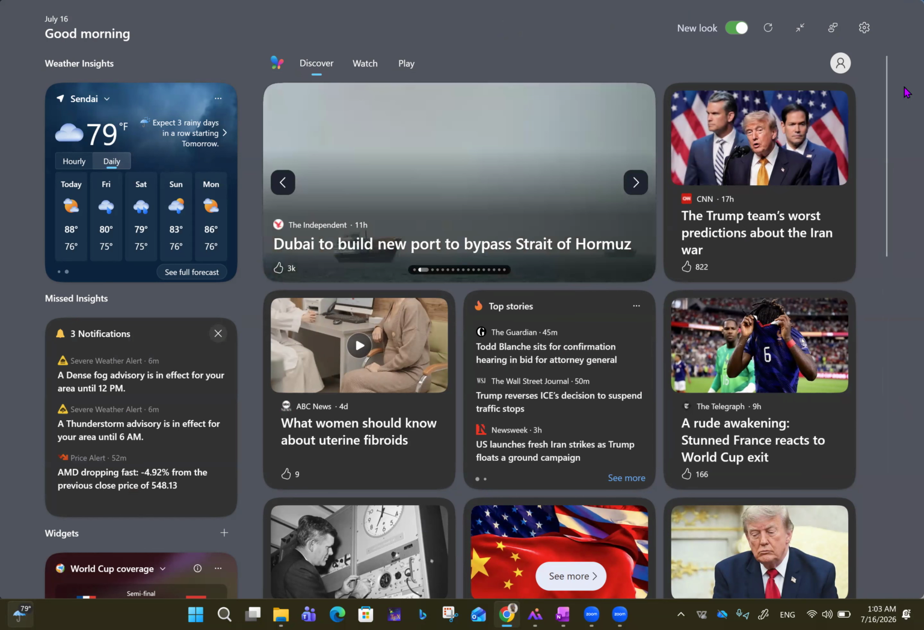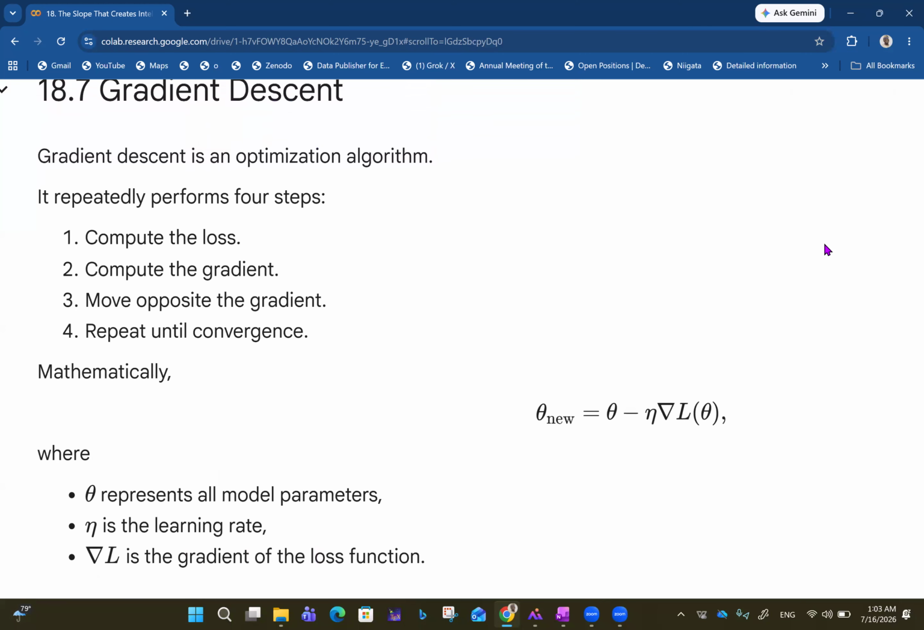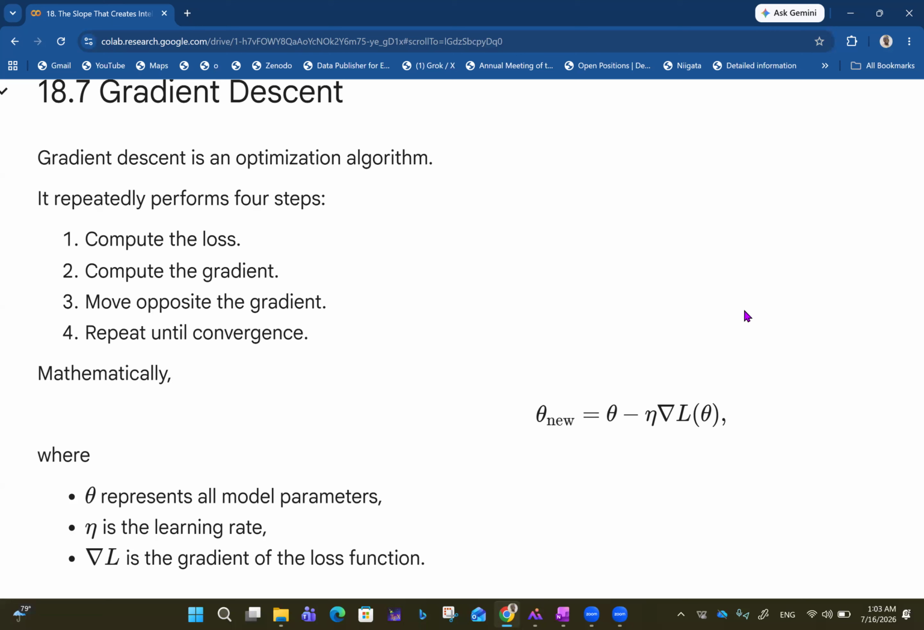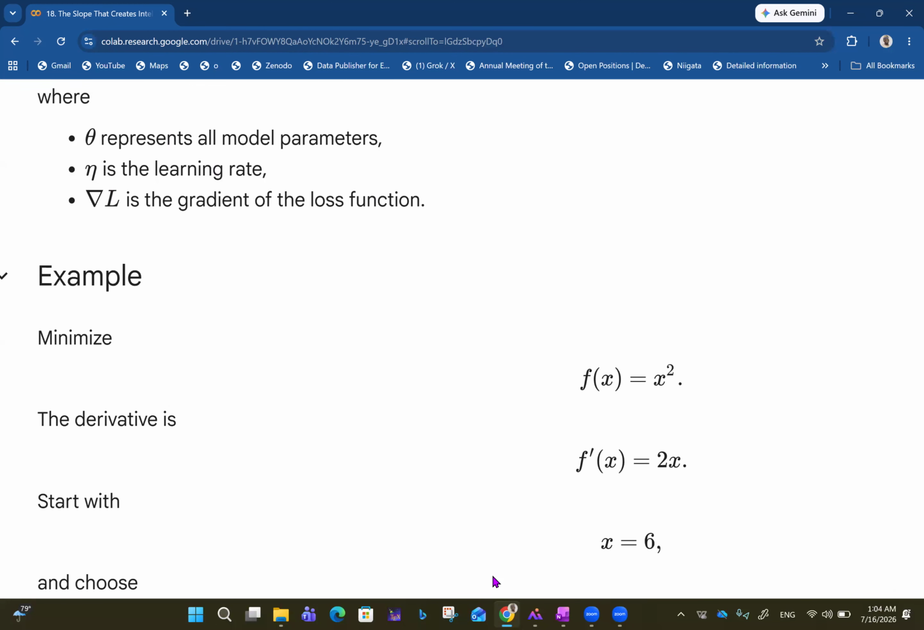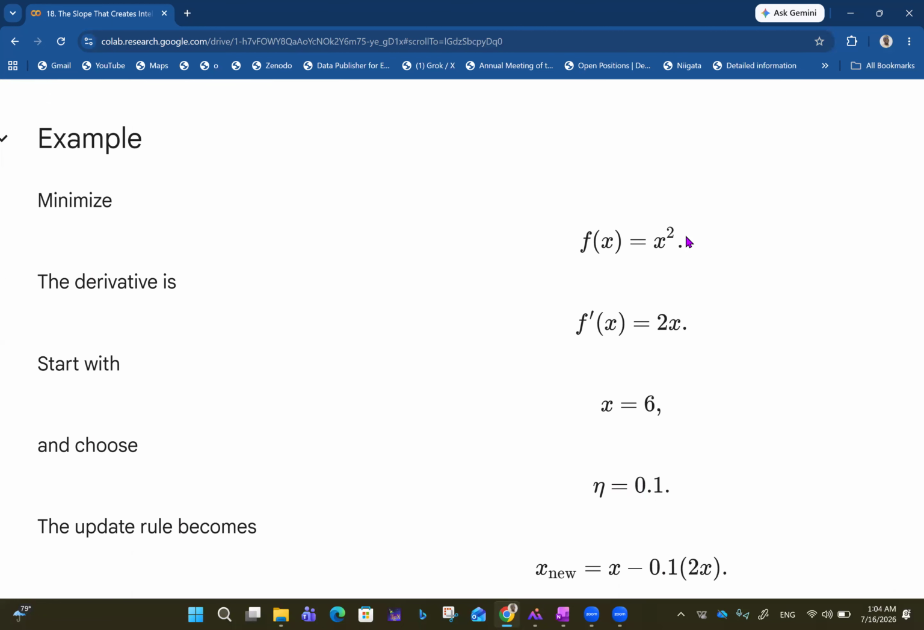So again, we talk about gradient descent. Mathematically, we have theta new equals theta minus eta times grad L of theta, where theta represents all model parameters, eta is the learning rate, and grad L is the gradient of the loss function. The loss function can be given as a mathematical function, and then we apply the whole idea of calculus to it. So minimize f of x equals x squared, for instance. The derivative is f prime of x, which is 2x.